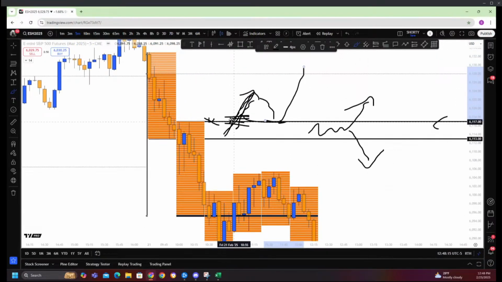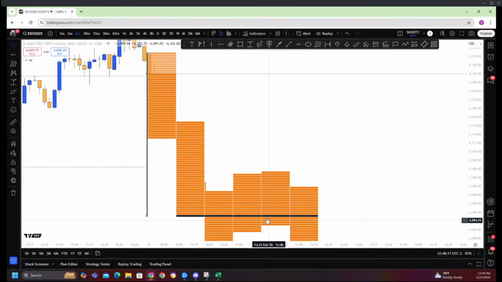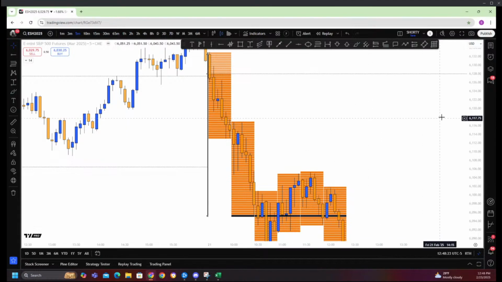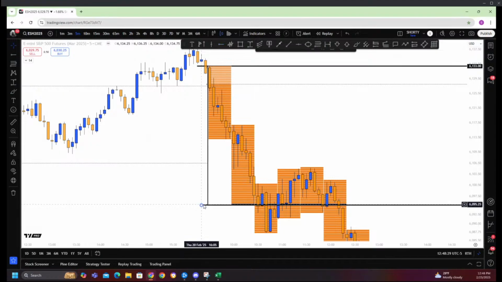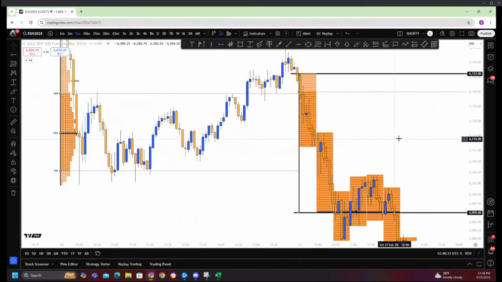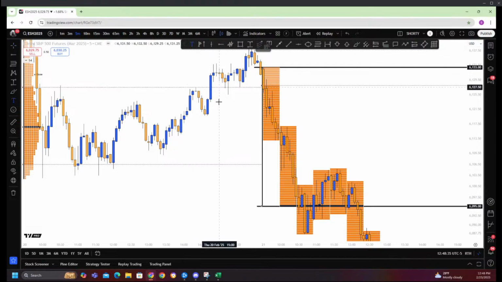Okay, gotcha. Yeah, that would be the idea. Hey, quick question, Shorty. So basically, your opening range thing is just based off of the A and B session of the day. That's initial balance, correct? That's just initial balance. Yep. Okay.